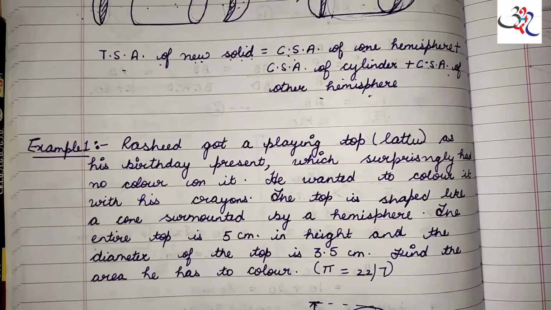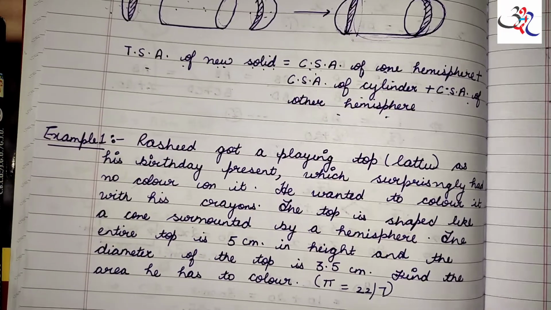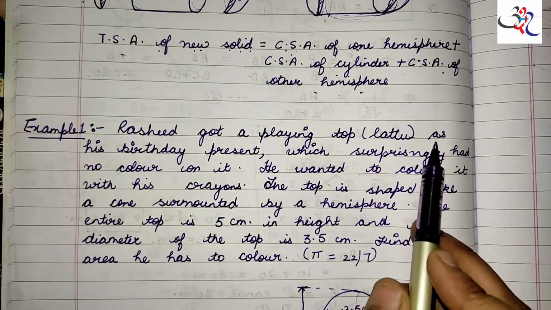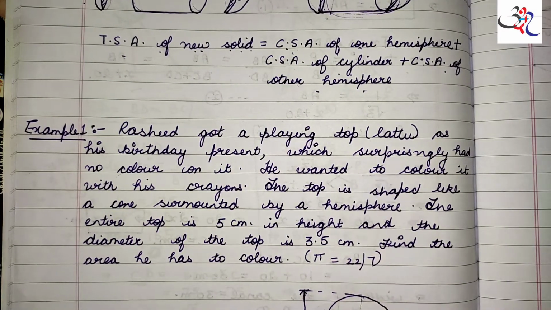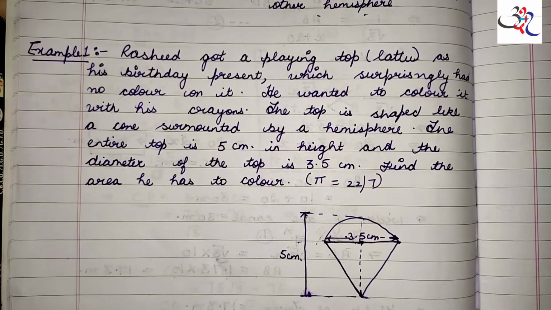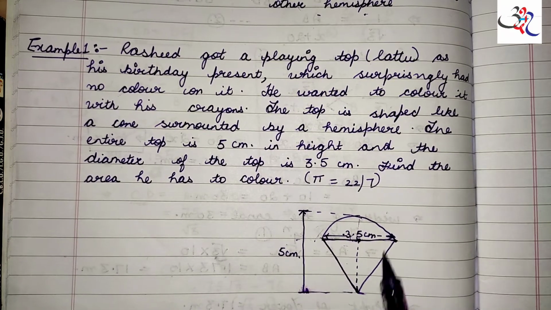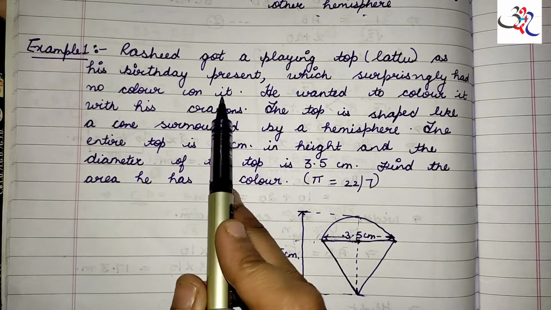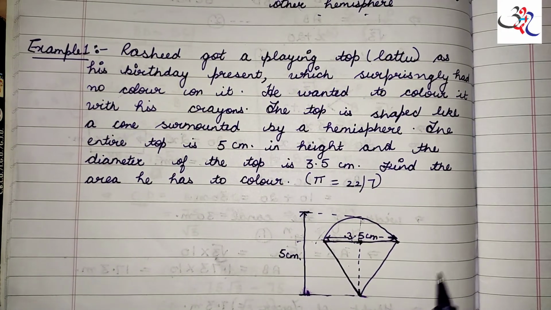Okay, so moving to example number 1. Example number 1 says that Rashid got a playing top as his birthday present. So Rashid has got one lattu, or a playing top, as his birthday present, which surprisingly had no color on it. So there is no color on it.